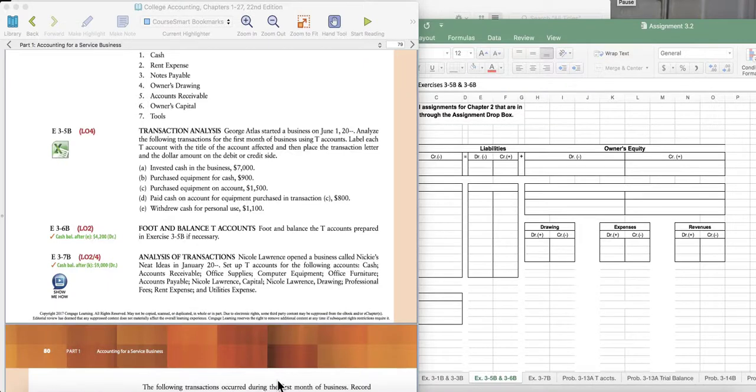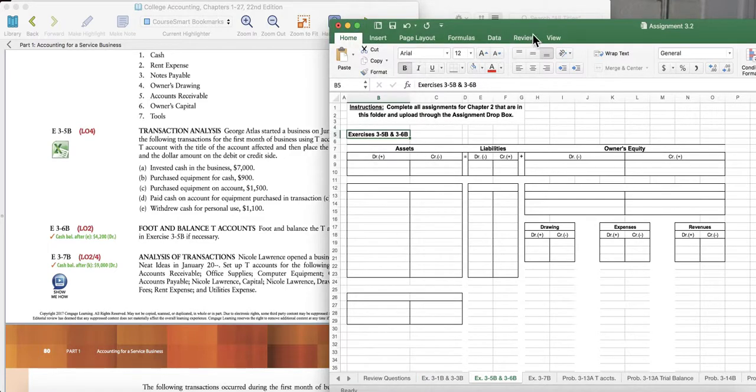This is the video for problems 3-5 and 3-6. These two actually go together, which is why we're doing one video. So basically we're given 5 transactions. We need to put them in the correct locations and then foot and balance the accounts as needed.